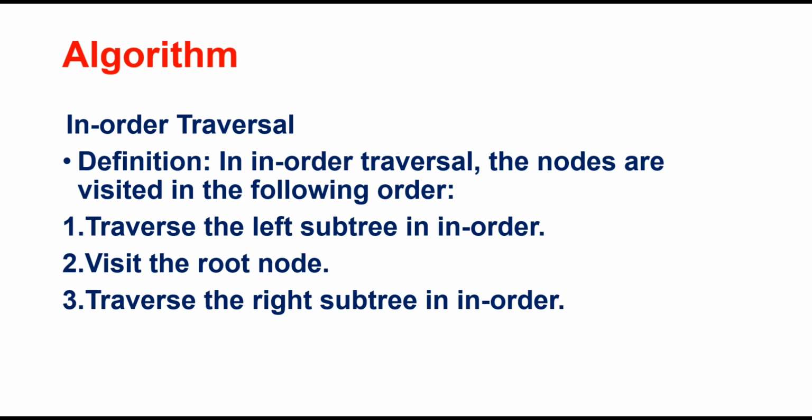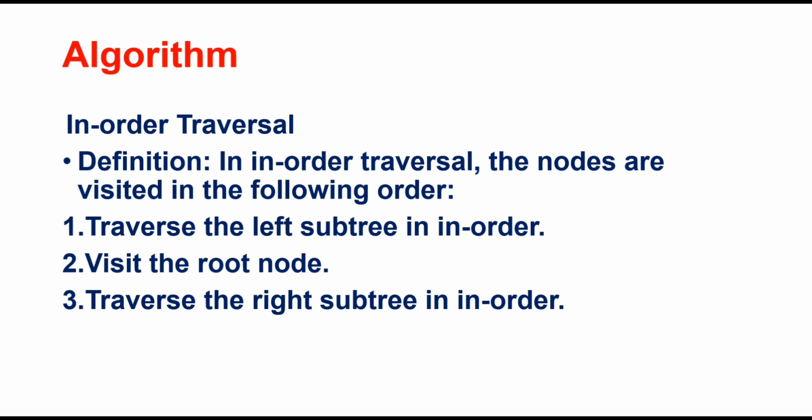Tree traversal is a way to visit all the nodes in a tree data structure. There are several methods to do this, including pre-order, post-order, and in-order traversal. In this tutorial we concentrate on in-order traversal. First, what is in-order traversal? In-order traversal is a specific method of visiting the nodes in a binary tree.